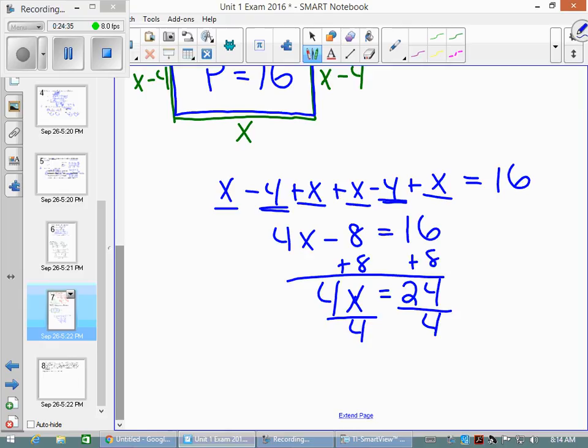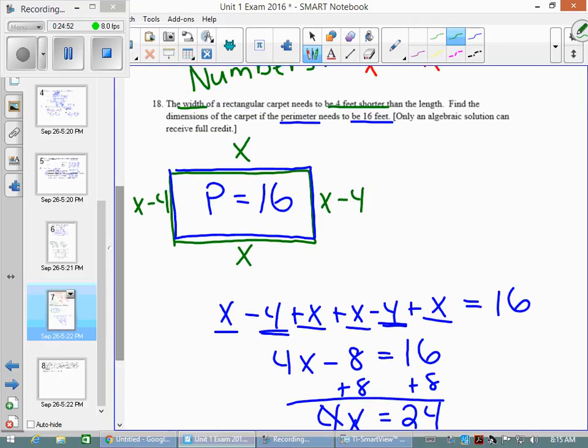Now, our last thing that we need to do, if x is 6, we need to go back to our picture. And remember, this x was our length. So we need to just identify that our length was 6. And this x minus 4 was our width. So we just need to identify that that is 6 minus 4, so our width is going to be 2.